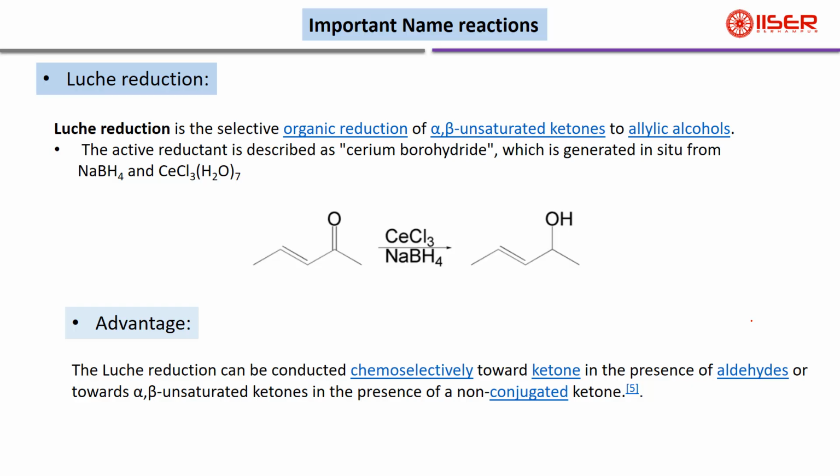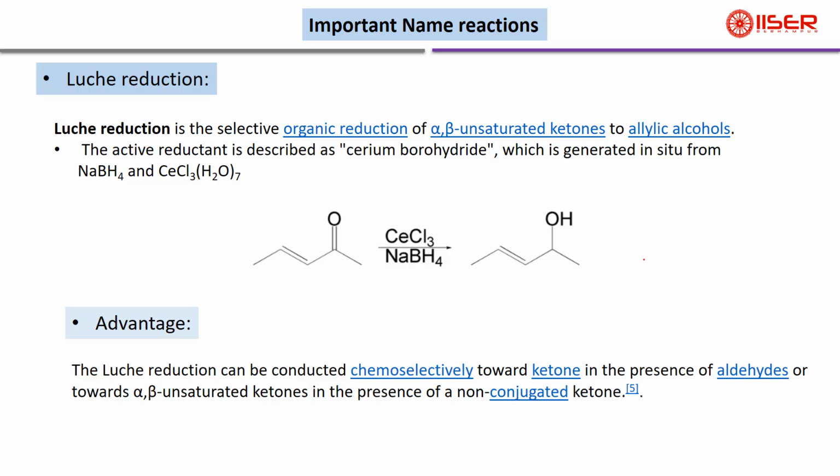Luche reduction is the selective organic reaction of alpha beta unsaturated ketones to allylic alcohol. The active reductant is described as cerium borohydride, which is generated in situ from NaBH4 and cerium chloride. The advantage is chemoselectivity towards ketone in presence of aldehyde. It is regioselective, whichever is less reactive, it will react with that one, because the cerium will be coordinated with the first molecule and the NaBH4 will react with the second one.